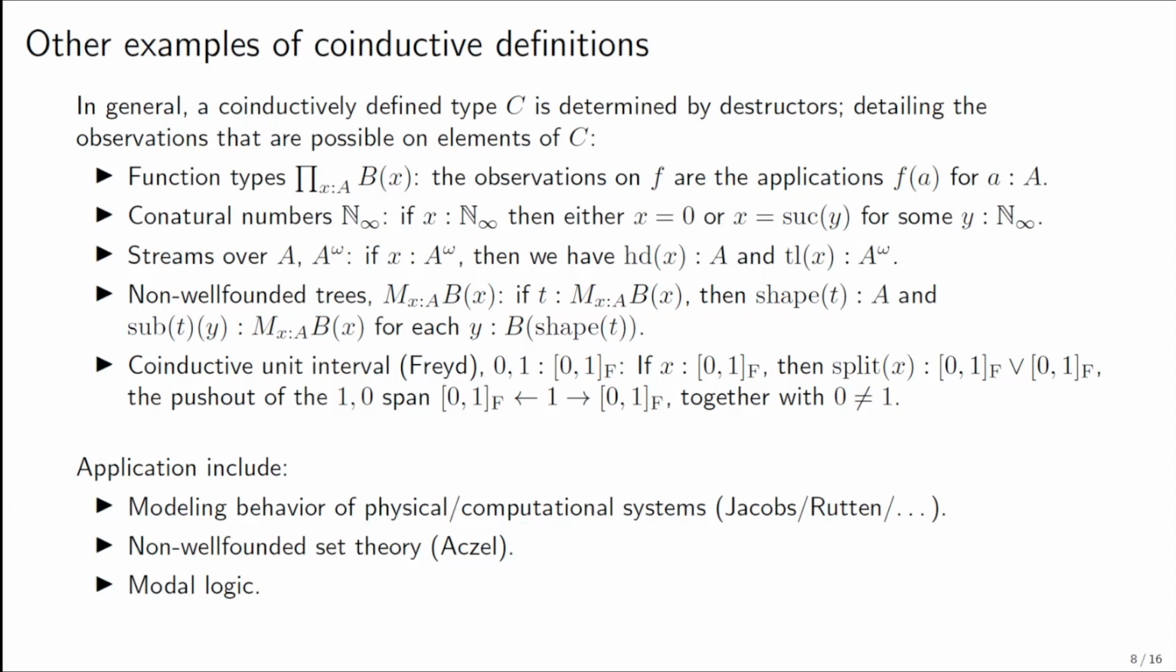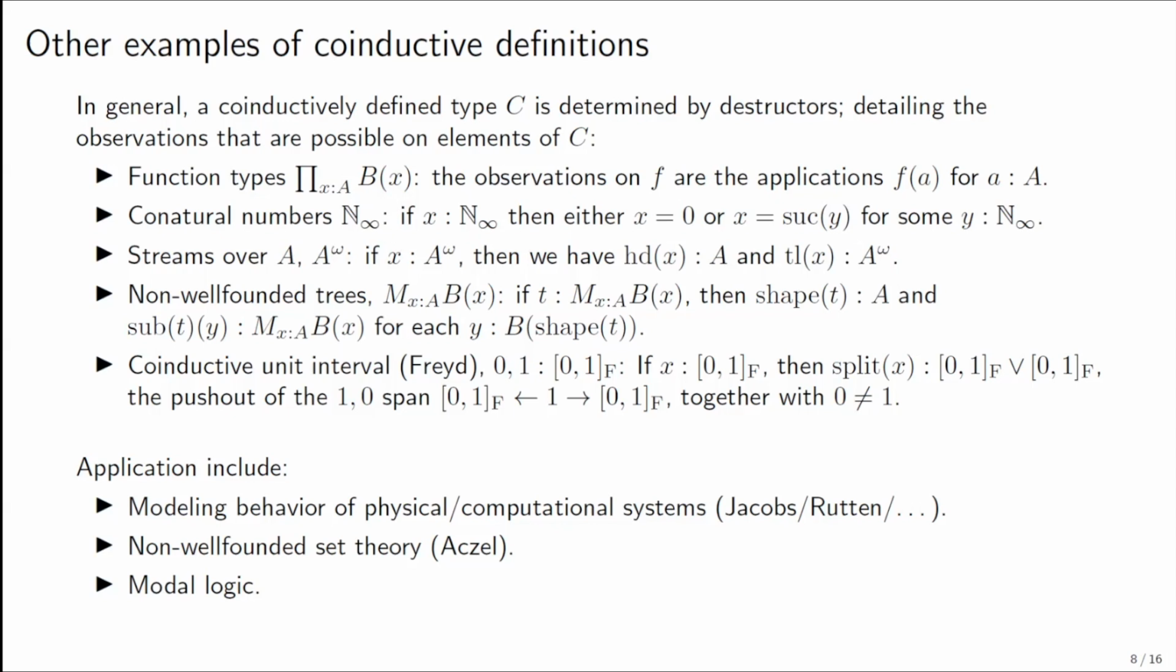The most basic example is that of a function type. The observations you can make on a function are the applications to an input. So I think, Anston, you said that we take the universe to be formed by inductive types, but we also have at least one coinductive type, namely the function types. Another example is the conatural numbers. Conatural numbers have an observation we can make on them that tells us whether it's zero or the successor of another conatural number. And more generally, you can do streams over any type. And for a stream, we can observe the head, which is an element, and a tail, which is another stream that we can continue the process with.